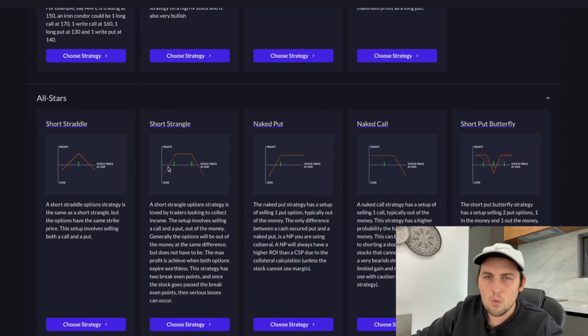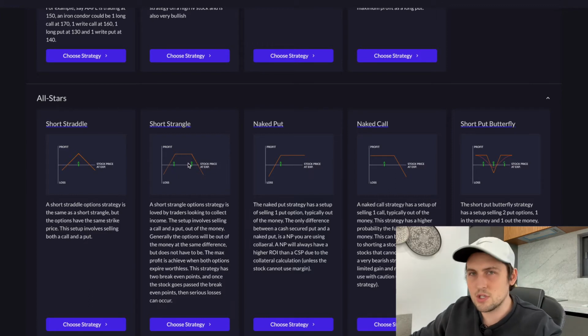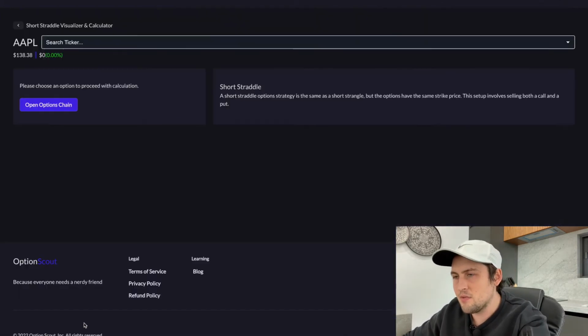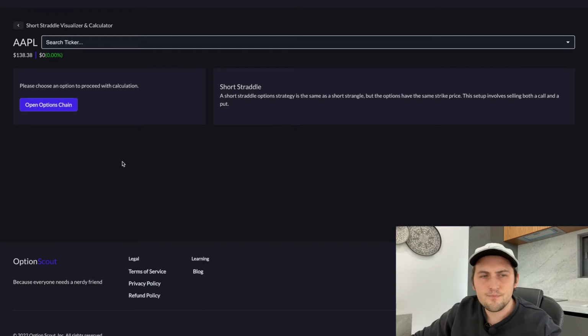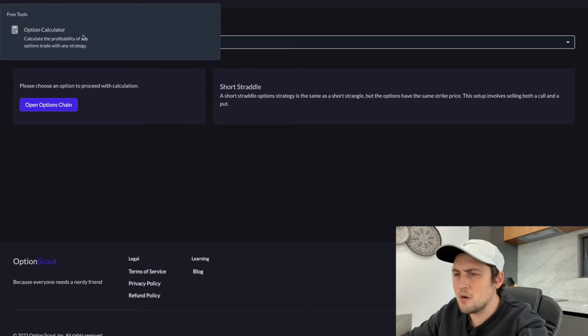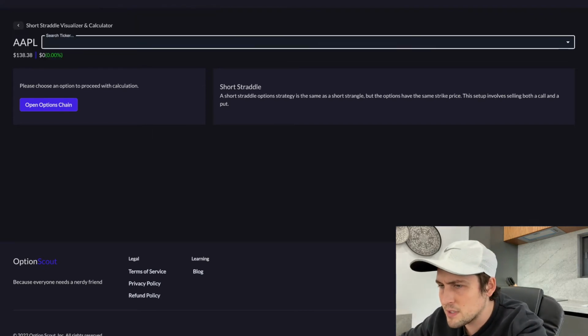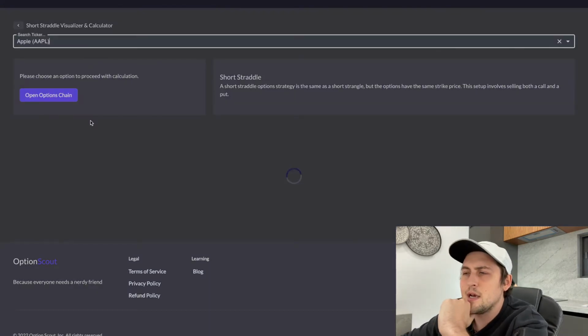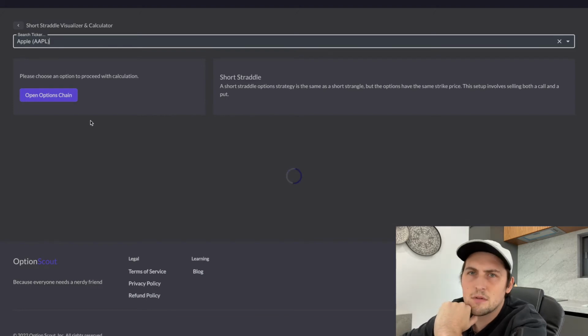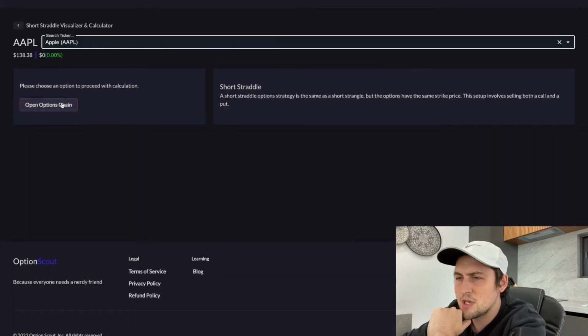So here's why someone would trade a straddle. The reason someone wants to do a straddle is because they believe the stock is not going to move too much. It's going to stay in a certain range, usually in a low volatility environment. So let's do Apple real quick, and let's just do a straddle. All right, let's see what it is, and then we can change it.